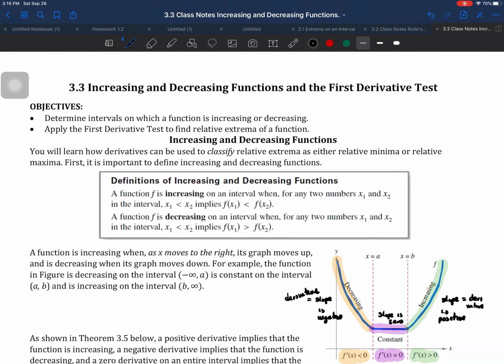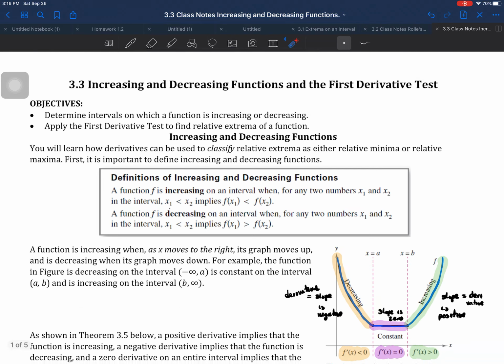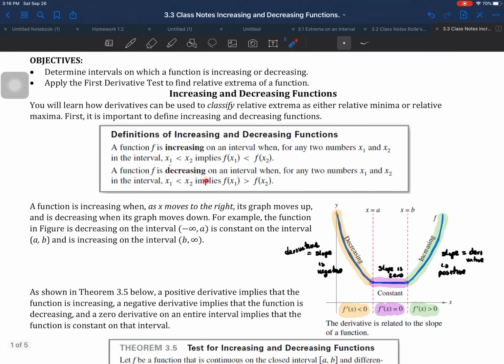Okay, so first of all, a function f is increasing on an interval when for two x values where x1 is smaller than x2, this implies that f of x1 is smaller than f of x2, and vice versa. A function f is decreasing on an interval when for any two values x1 and x2 where x1 is smaller than x2, but in this case f of x1 is greater than f of x2. It's better to see it on a picture.